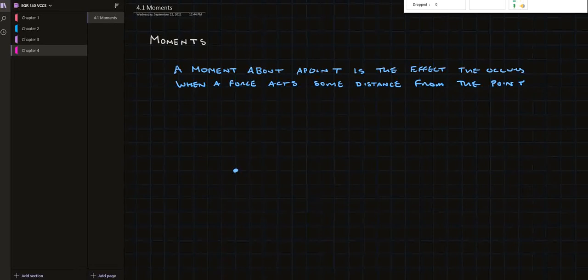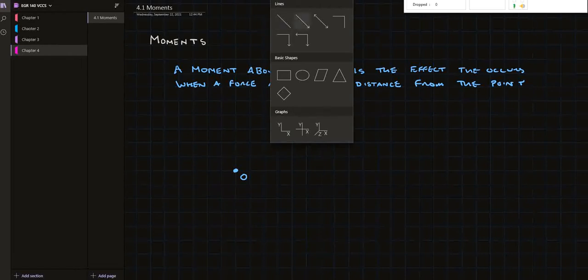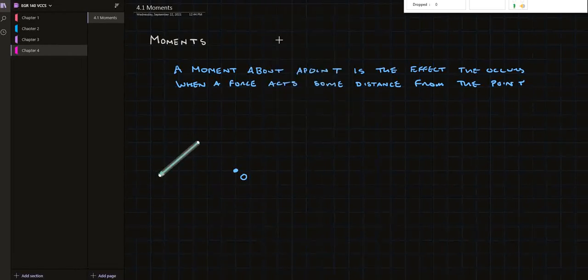So let's say we have a point here, point O, and then we have a force over here. Extend the back tail, say this is force A. The perpendicular distance to that force, so it's really the shortest distance to that force, we usually label this as D, and we call that our moment arm.